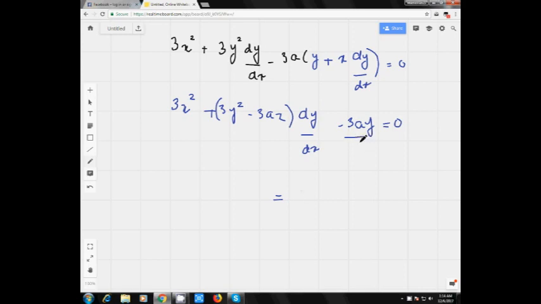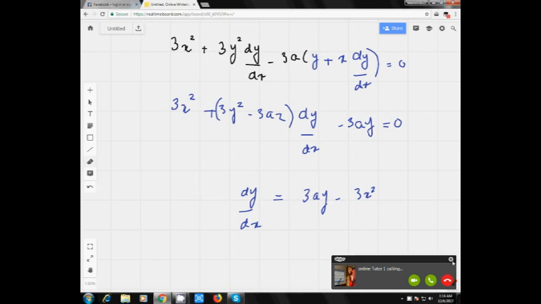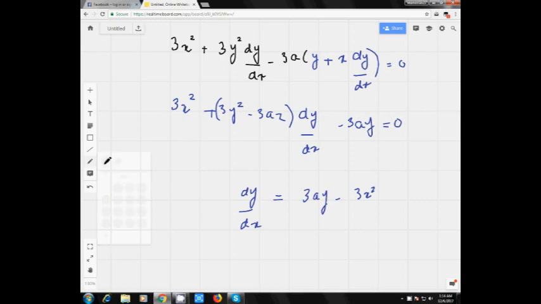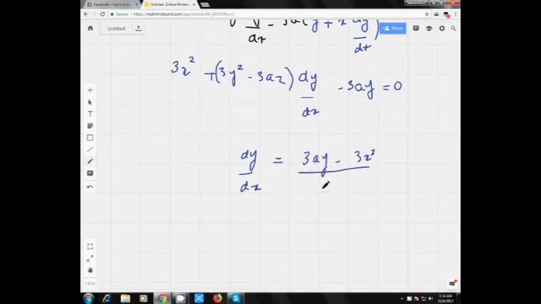Shifting the other quantities, this quantity and this quantity, towards the other side, 3ay minus 3x square whole divided by 3y square minus 3ax equals dy by dx, and this coefficient has to be transferred here, and you will get the final result. Three y square minus 3ax.